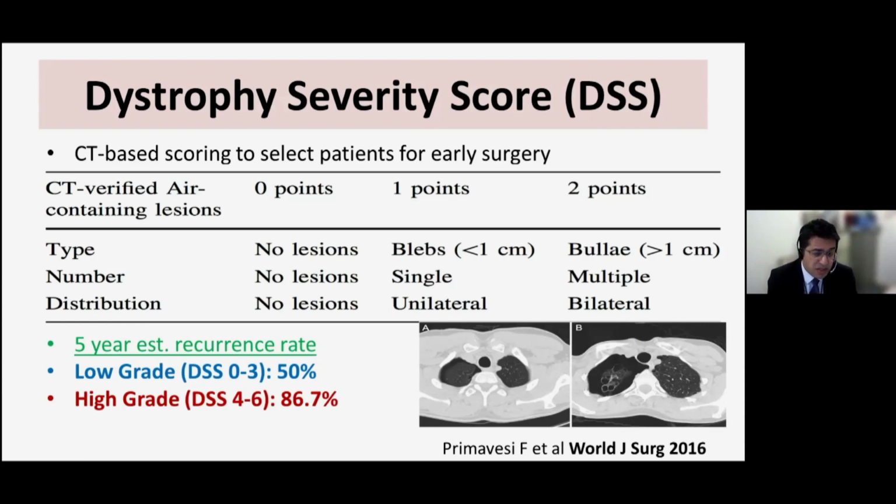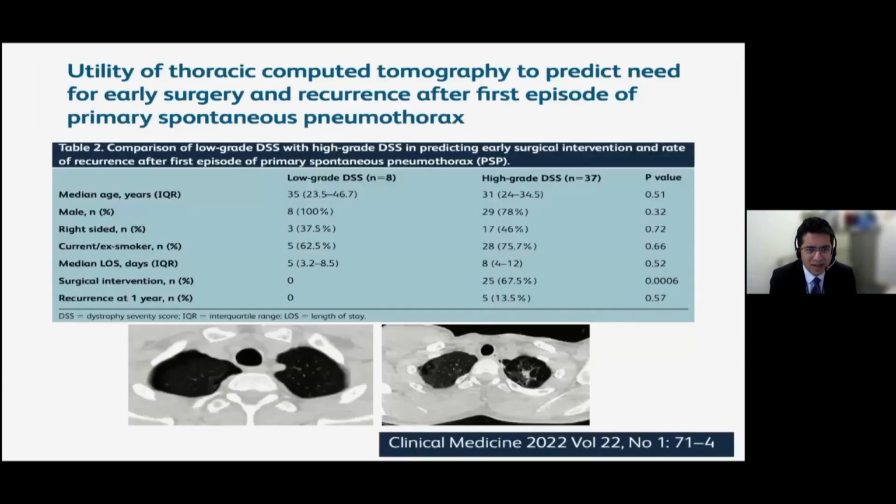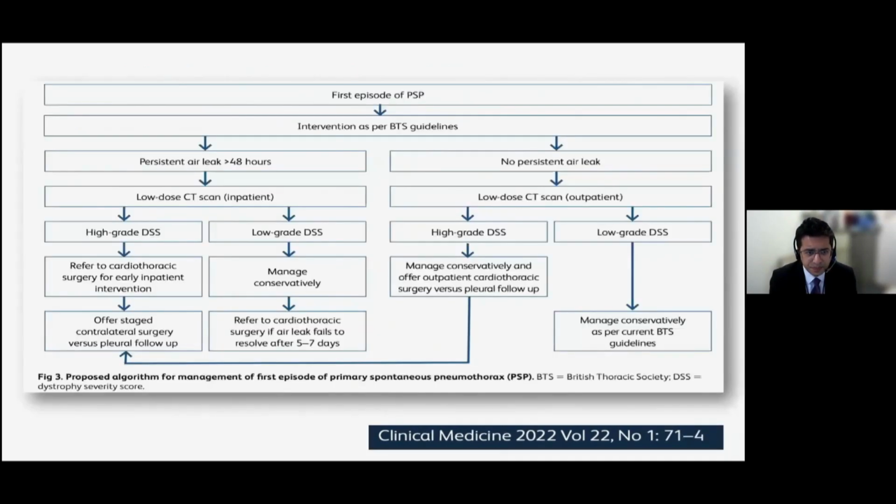But I suppose we don't do CT scans on all patients who have had their first pneumothorax. A British study also looked at this, and you can look at this in Clinical Medicine. In the interest of time, I'm not going to go into this in much detail, but this is freely available in the Royal College of Physicians London paper, and they had a nice algorithm there about how to investigate patients after the first pneumothorax.